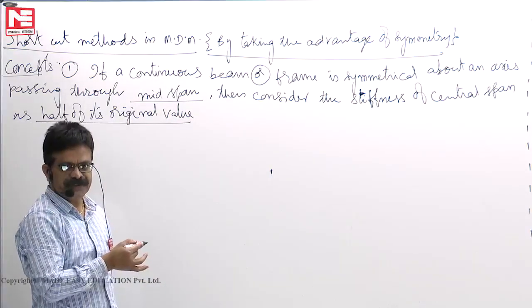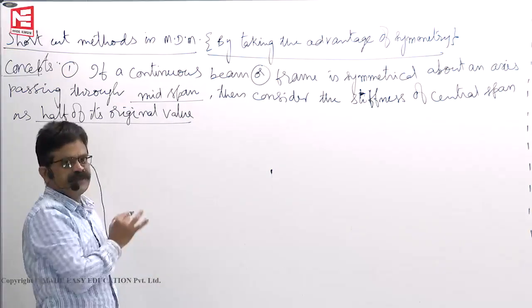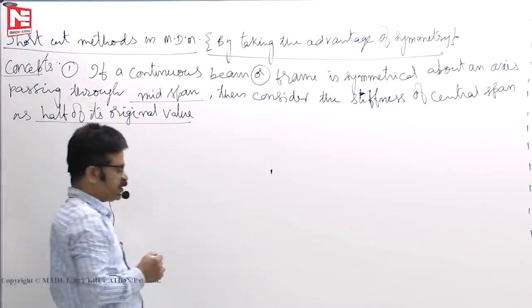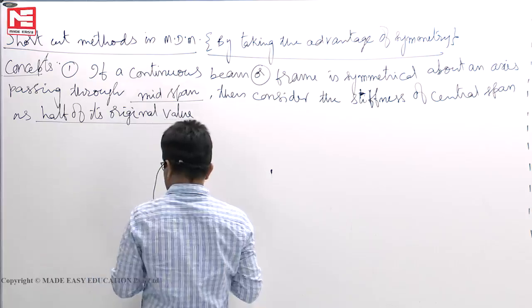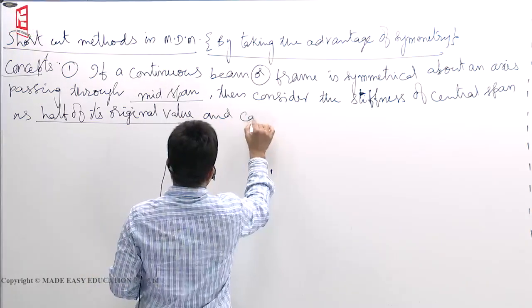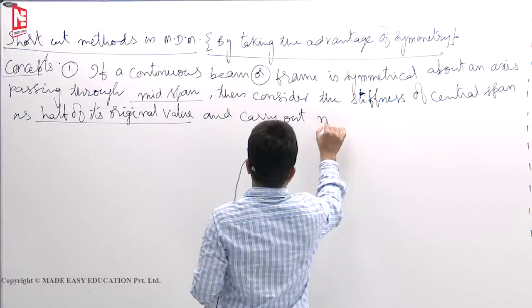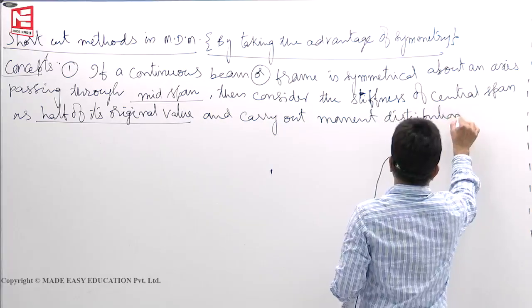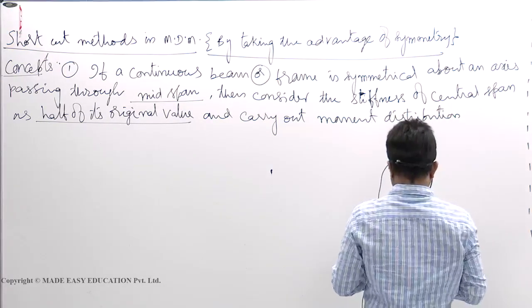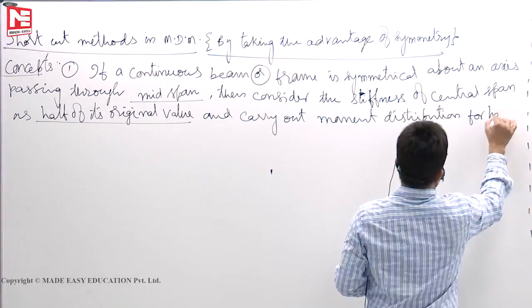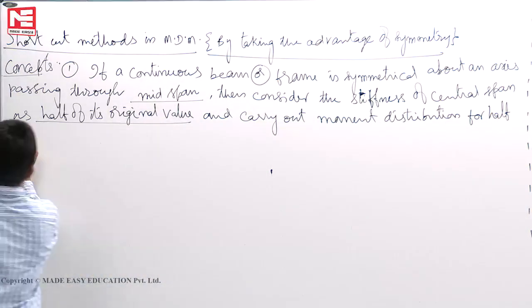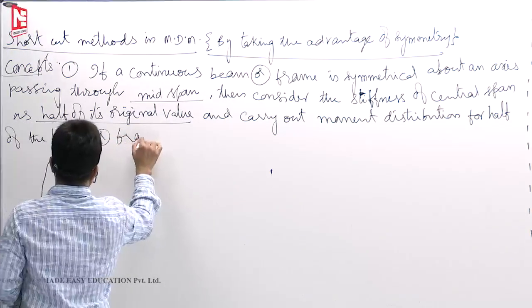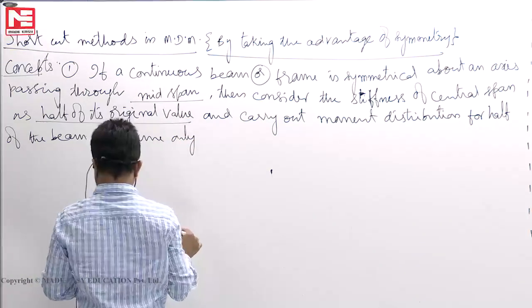Why should we take half of its original value? Once the fundamental is over, we will prove it. What exactly is happening in this one? Why are we taking half of the original value? Half of the original value, and carry out moment distribution for half of the beam or frame only.